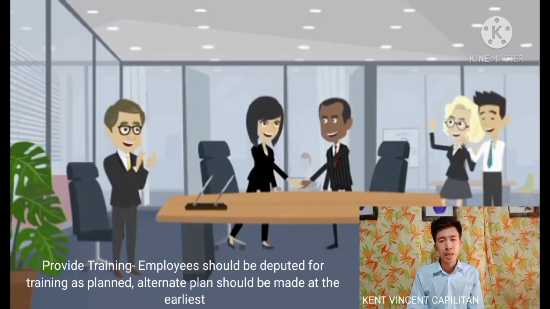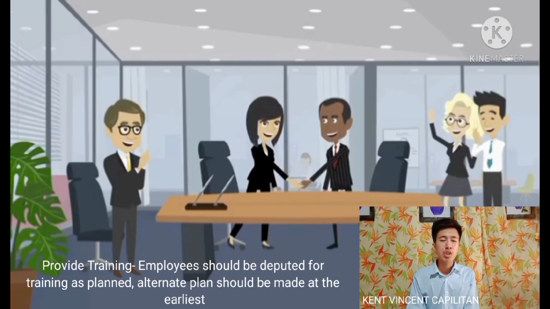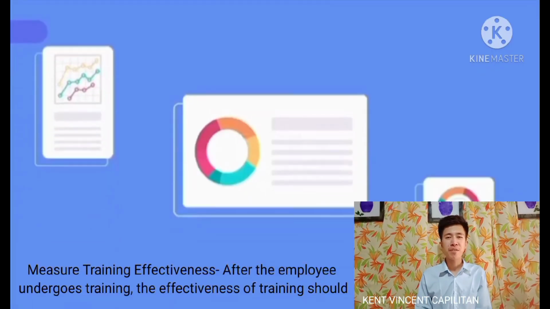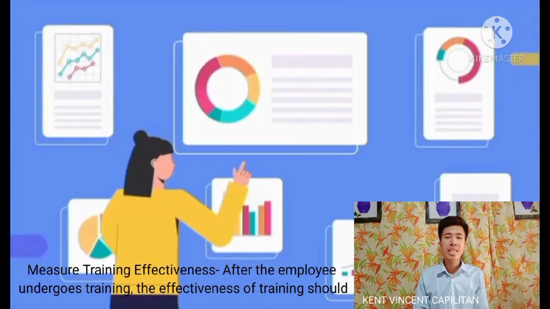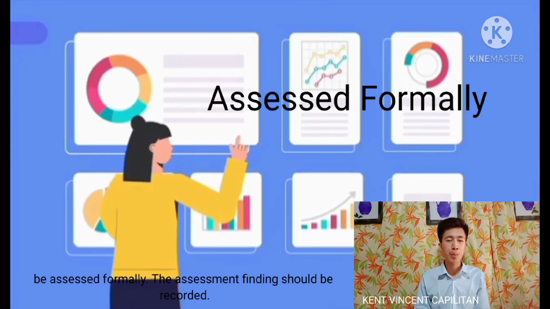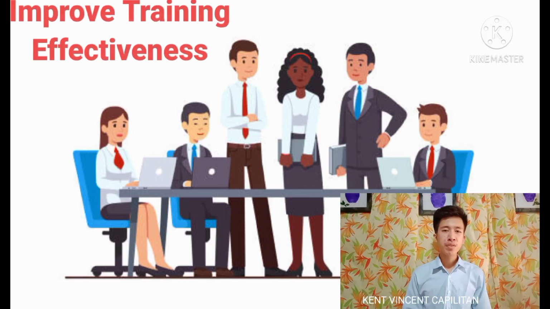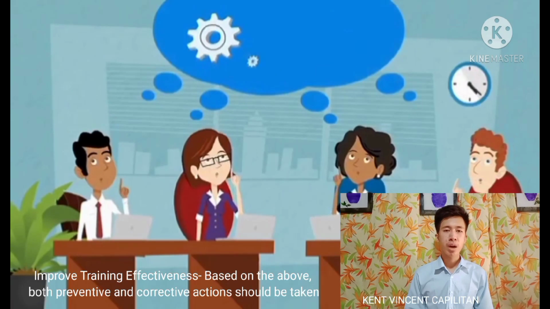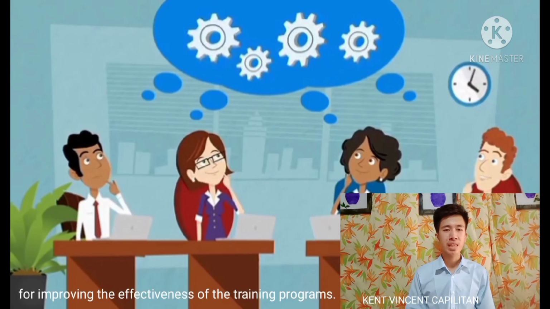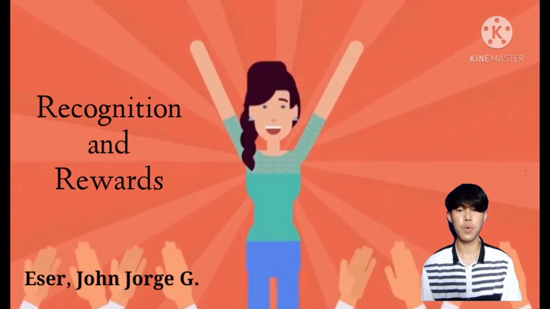Provide training. Employees should be deputed for training as planned. Alternate plans should be made at the earliest. Measure training effectiveness. After the employee undergoes training, the effectiveness of training should be assessed formally. The assessment findings should be recorded. Improve training effectiveness. Based on the above, both preventive and corrective actions should be taken for improving the effectiveness of the training programs.